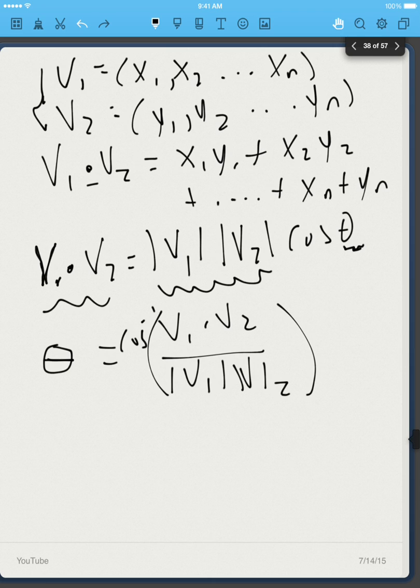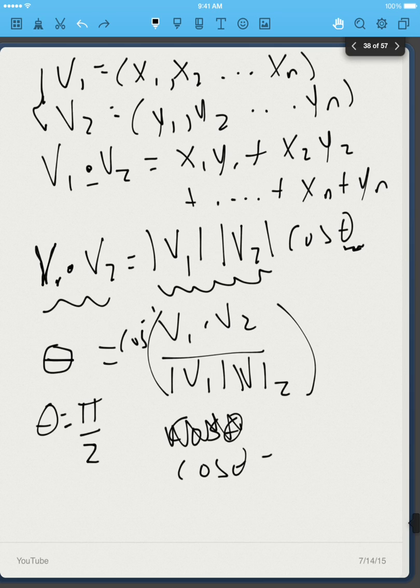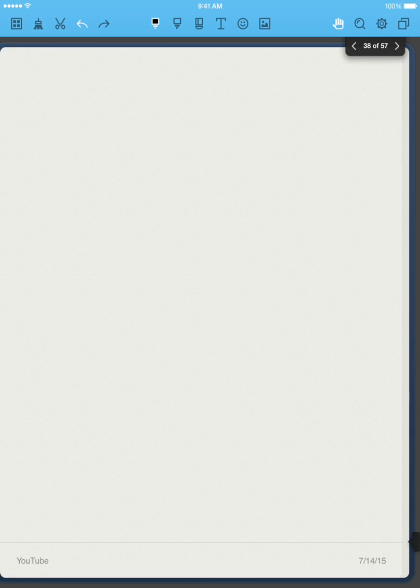So what's very interesting is that you can see that when theta is 90 degrees, or theta is equal to pi over 2, cosine theta equals 0. So then v1 dot v2 equals 0. Well, what does that mean if the theta between v1 and v2 is pi over 2? Well, basically what that means is that they're orthogonal to each other.